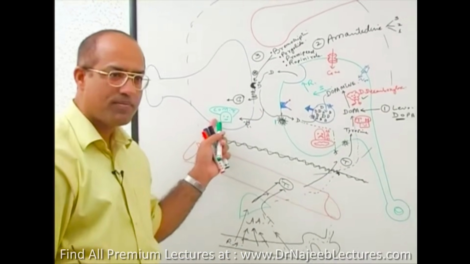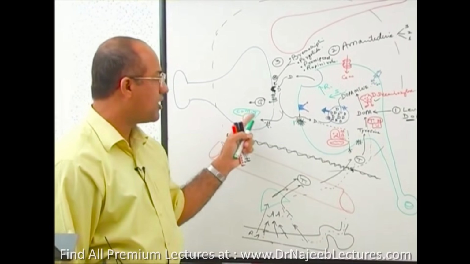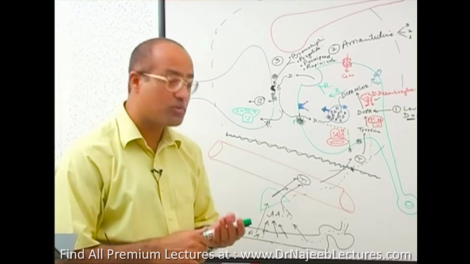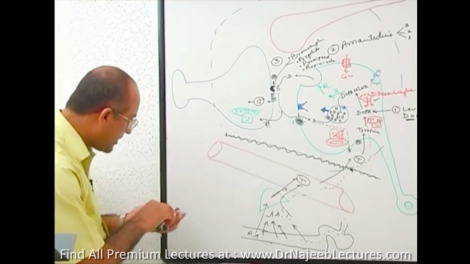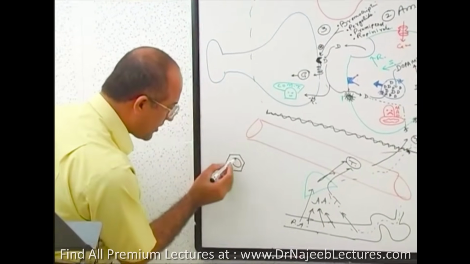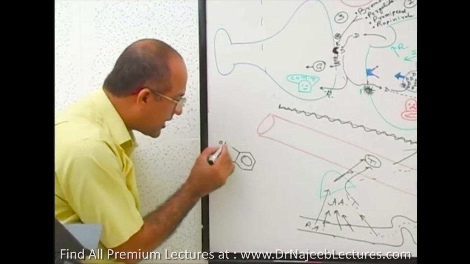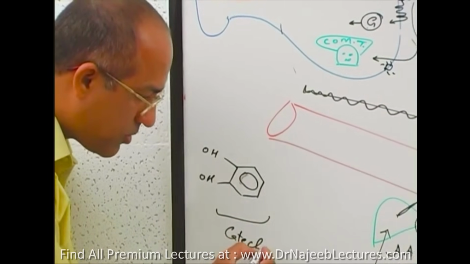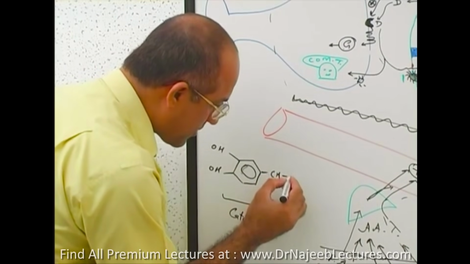What is the function of this enzyme? Catechol O-methyl transferase. It does methylation of the catechol ring. Now you must be thinking, what are catechol rings? Do you know what catechol rings are? Oh my God, look. This is a benzene ring. I hope all of you know that. At carbon number 3 and 4, if there are hydroxylations, this is called a catechol ring. This is the catechol ring.